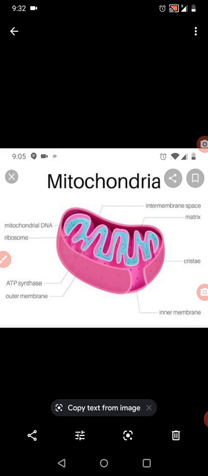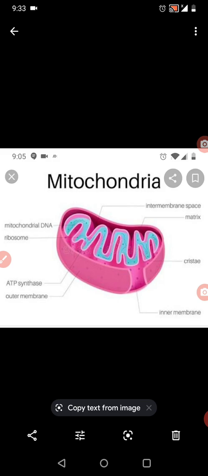Now what does cellular respiration mean? Children, inside the mitochondria there are foodstuff and enzymes present. Here the oxidation process takes place. Oxidation process means what, children? Gaining of O2, intake of O2. So whatever foodstuffs and enzymes are present, in the presence of oxygen and enzymes, the foodstuff gets oxidized. Oxidized means the oxidation process takes place.